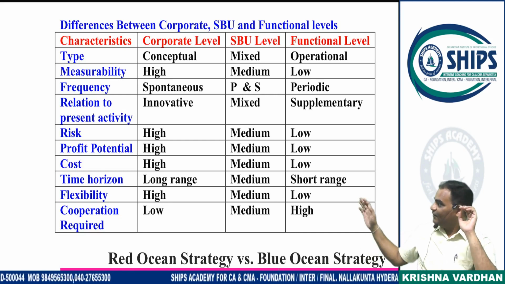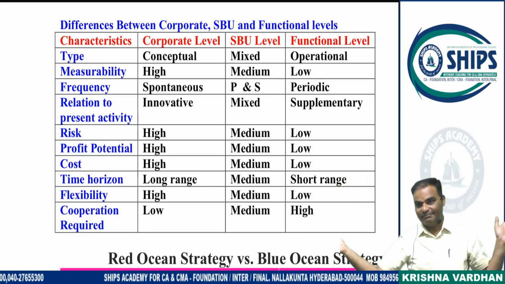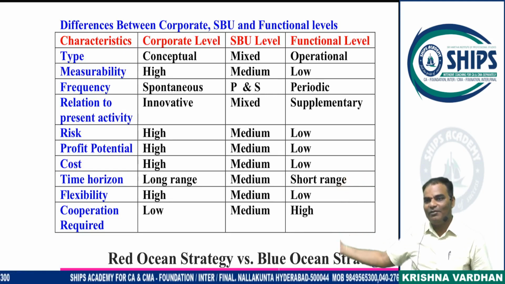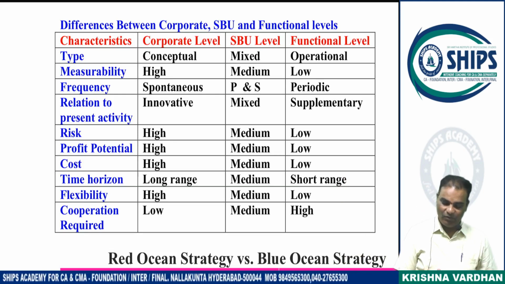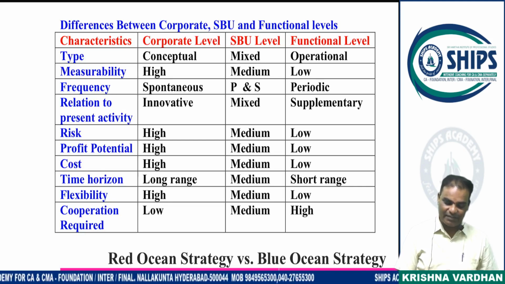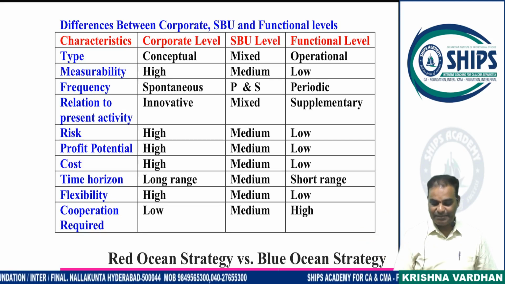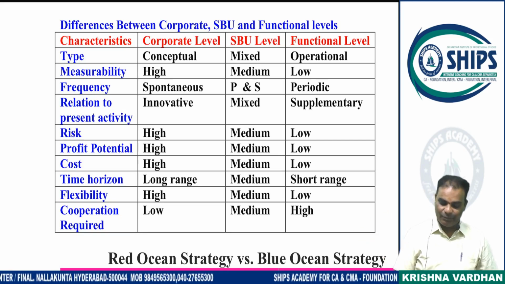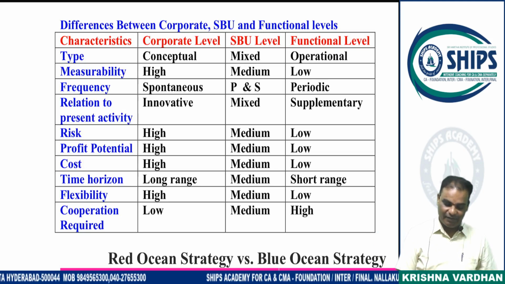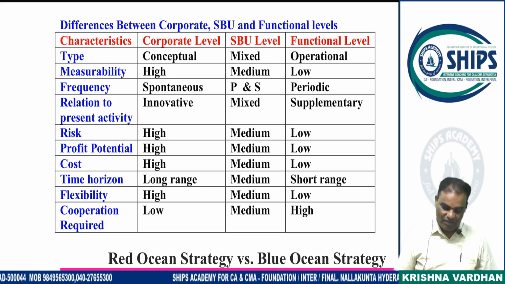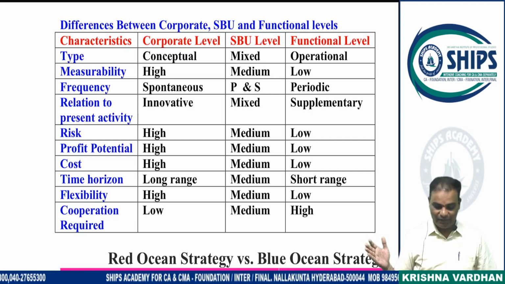Measurability, the corporate and functional are quite extreme. And of course, SBU will be all mixed or medium, the word would be same. Measurability will be high, medium, low. The making of strategies, frequency. Here it is spontaneity, but there it is periodic. Relation to present activity. Just now I said creativity and innovation, and here it is supplementary. Risk factor, profit potential, cost, flexibility will be high in corporate level and remaining in all will be low.